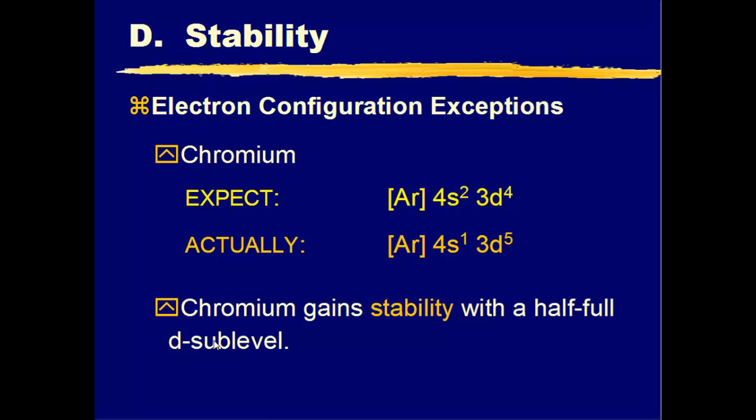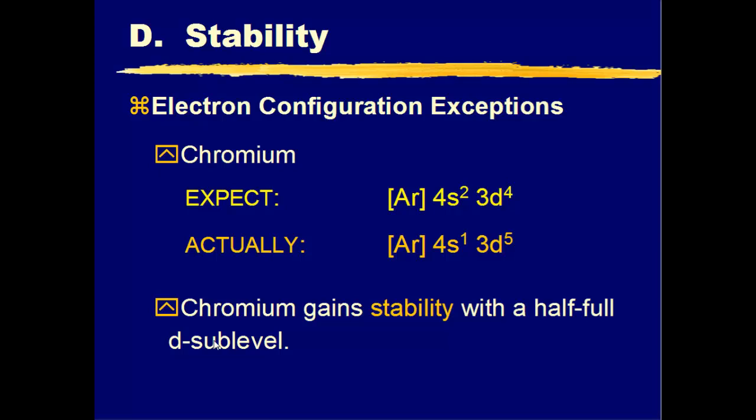Well, chromium, you would expect to have a configuration that ends in 3d4. It's in the D block, the 4th element over, and it's in the 4th row. So you see how the end of the configuration is 3d4. Well, there's nothing special about that configuration. Chromium doesn't have stability because of it. But if chromium could just add one more electron to its 3d sublevel, it would be half filled.